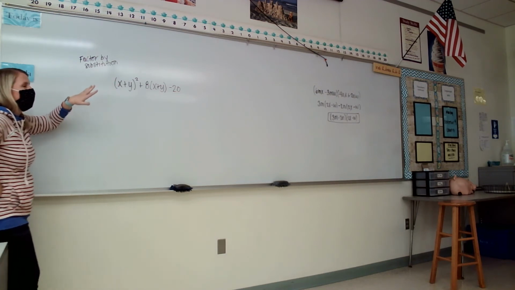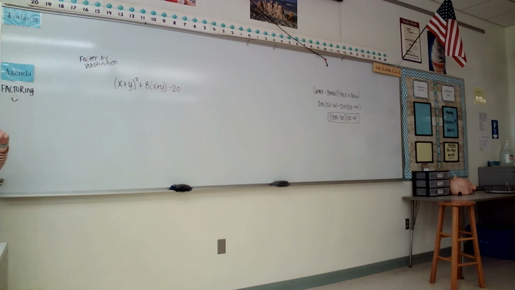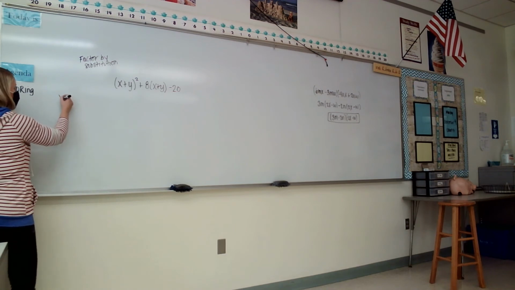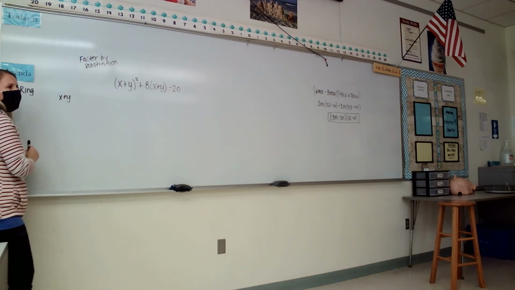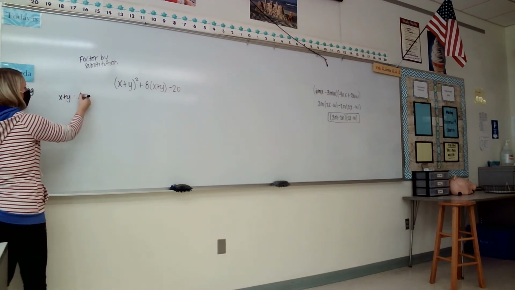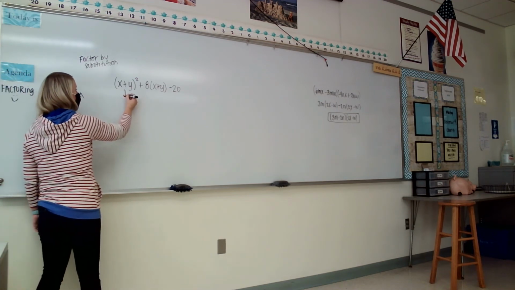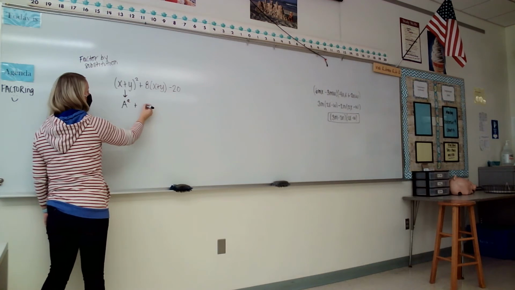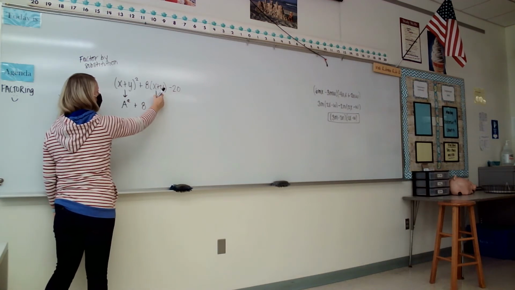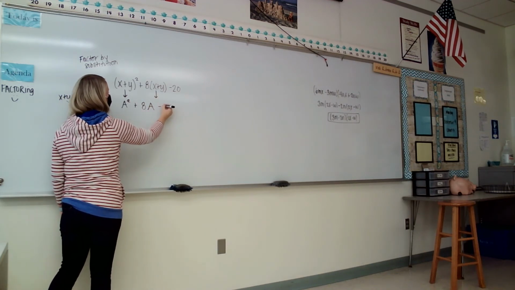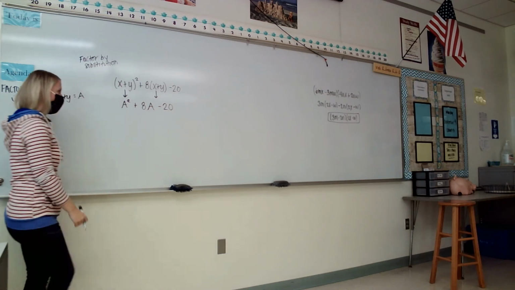So when I say factor by substitution, you don't have to do anything fancy. What I do is off to the side, I'm just saying x plus y looks a little bit annoying. Instead of saying x plus y, I'm going to call it a. Ready? Here's what I do. I'm going to just say a squared plus 8. Anytime I see x plus y, I'm just replacing it with a minus 20.